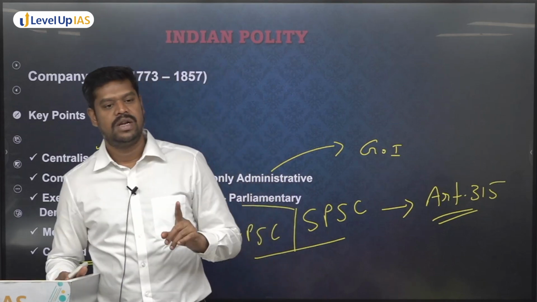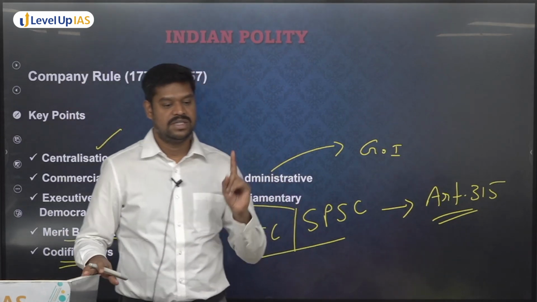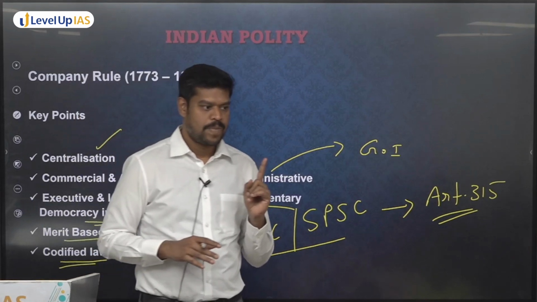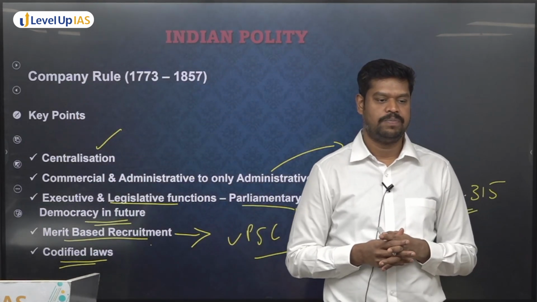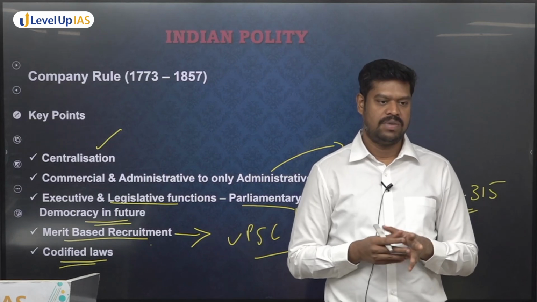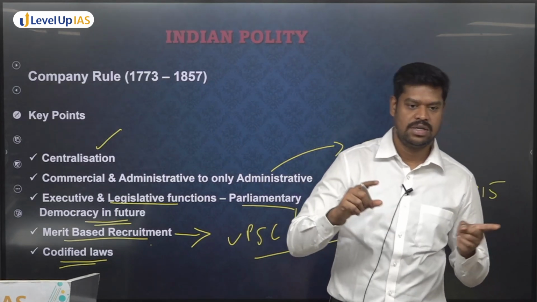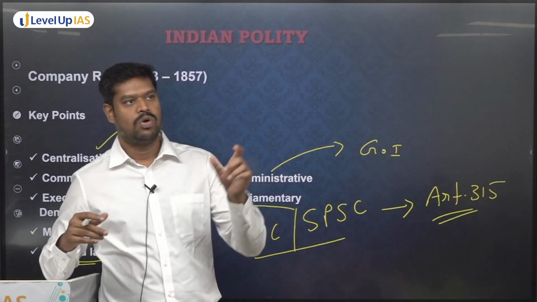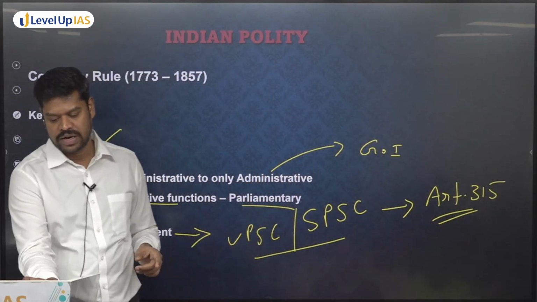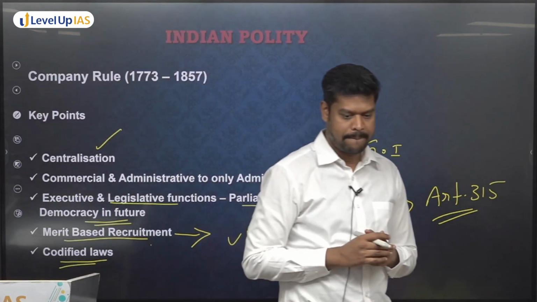Then subsequently the next act that was brought in was the Pitt's India Act. What was the major change in the Pitt's India Act? For the first time, a dual system of administration was brought in. William Pitt, by enacting this legislation, brought in, in addition to the Court of Directors, what is called the Board of Control. Can anyone tell me what was the responsibility of the Court of Directors and what was the responsibility of the Board of Control?